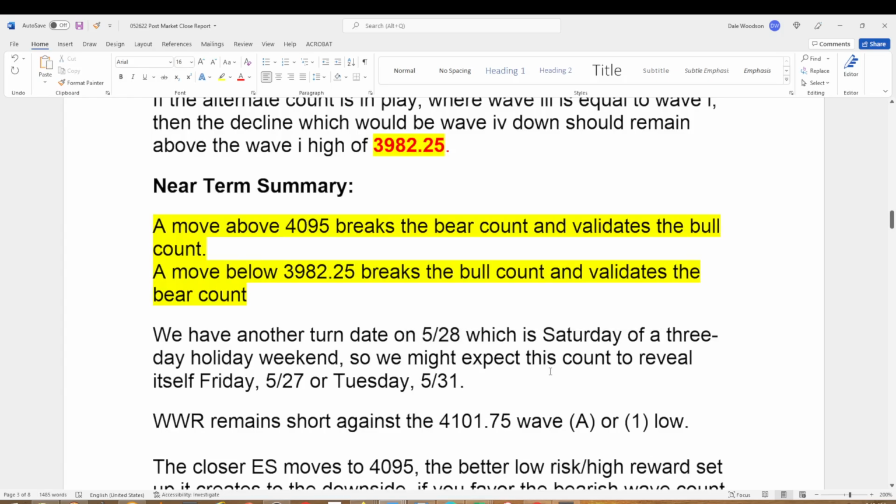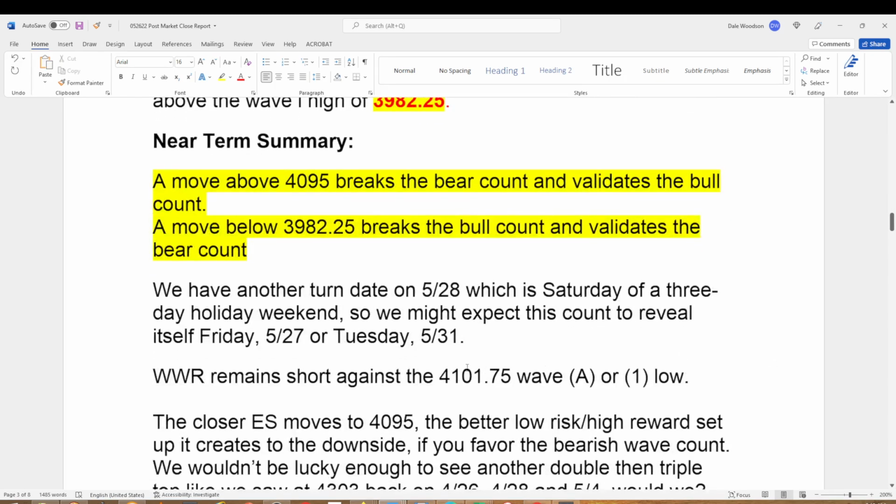We may expect the count to reveal itself either today or Tuesday, as Monday is a holiday. By the way, we've been short since November. Basically, we've caught the entire 30% decline in the NASDAQ for 6 months, and we are going to remain short against that wave 1 or A low back in February 24th of 4101.75 in the futures.